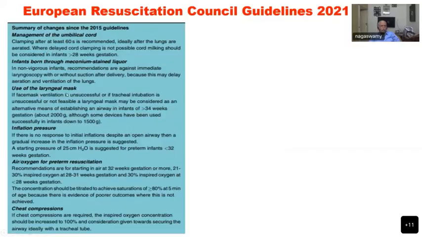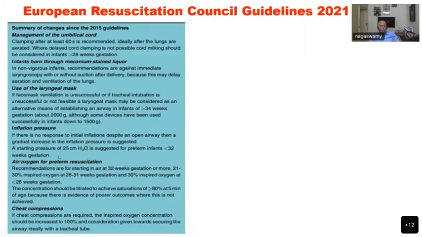Use a laryngeal mask instead of intubation if ventilation with face mask is unsuccessful, or if you are not able to intubate, as an alternative means of establishing the airway. But the infant should be more than 34 weeks gestation, or about 2 kgs weight, although some devices have been used in infants up to 1.5 kg.